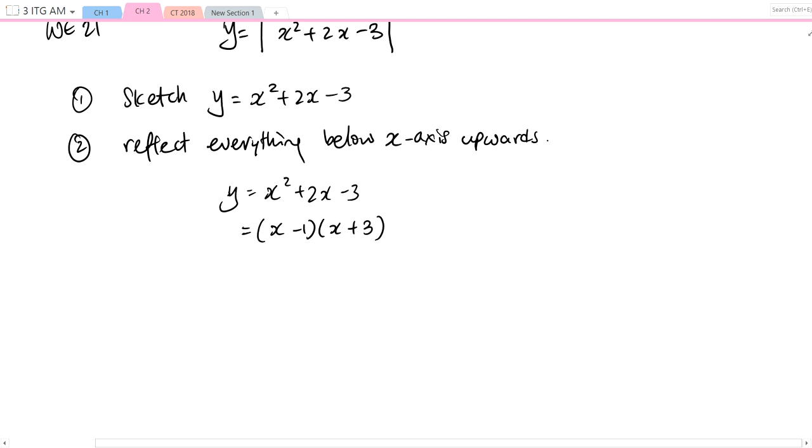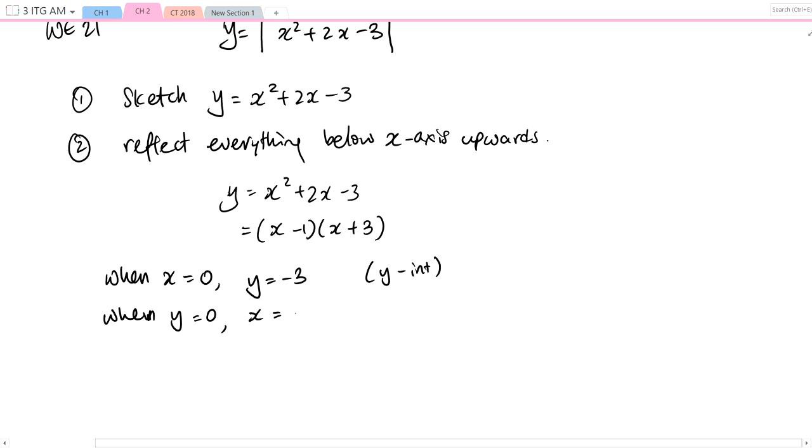Okay, so the information we require to sketch a quadratic graph will be our x-intercepts, y-intercepts, turning point, line of symmetry. So I like to find the y-intercept first. When x equals 0, y equals -3. Okay, so this is my y-intercept. When y equals 0, this time I'm trying to find my x-intercepts. x equals -3 or 1. These are my x-intercepts.